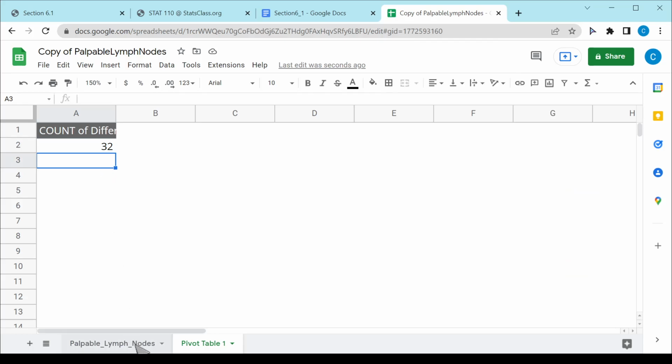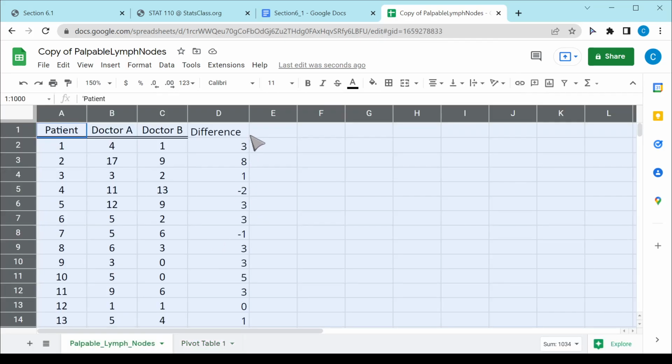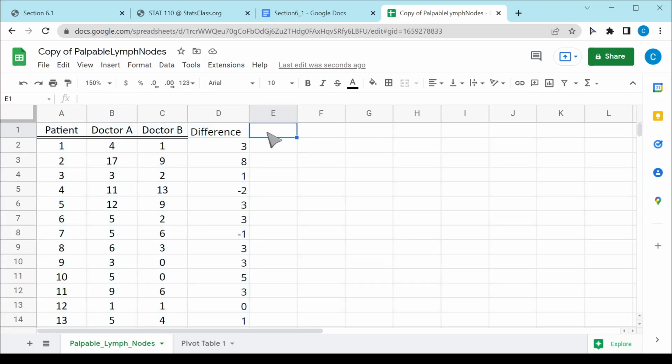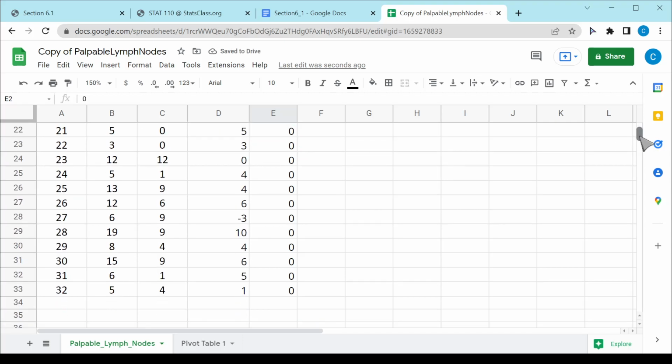Now let's go ahead and run our test. So let's come back over here. Again, what I need to do in order to run the test is to create a column of zeros here. So just double click, put 0 there, double click in that corner, and let's go all the way down. That should autofill that all the way down for me.